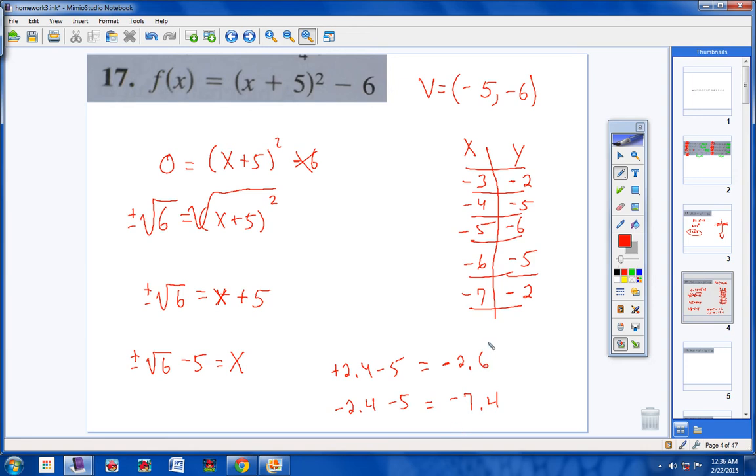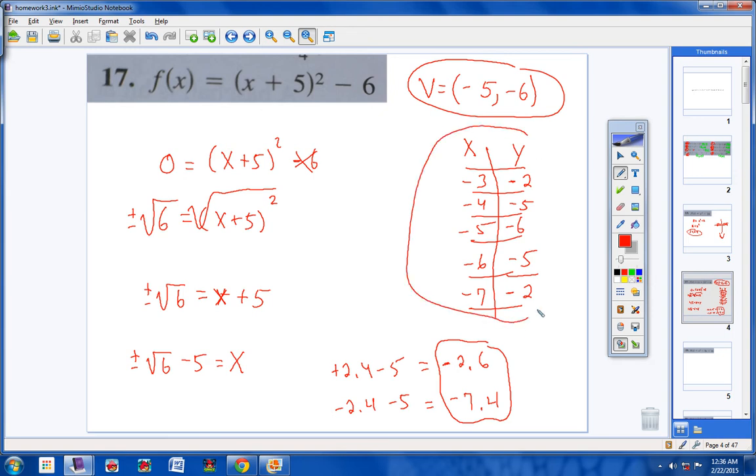Now, those are your x-intercepts, okay? And so we're done with the problem. We found the vertex like they want us to do. We did not actually graph the equation like they want us to, but we got a really nice table of values set up. You can graph that on your own. And then we found the x-intercepts. So we know this graph is going to cross the x-axis at negative 2.6 and negative 7.4. Okay? Alright, let's go ahead and continue on.